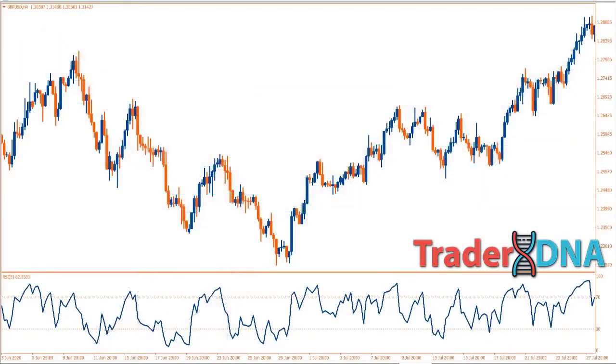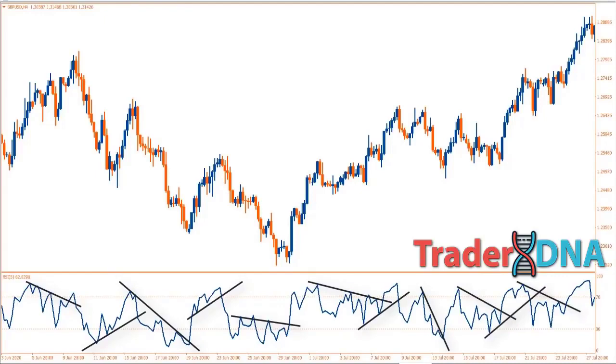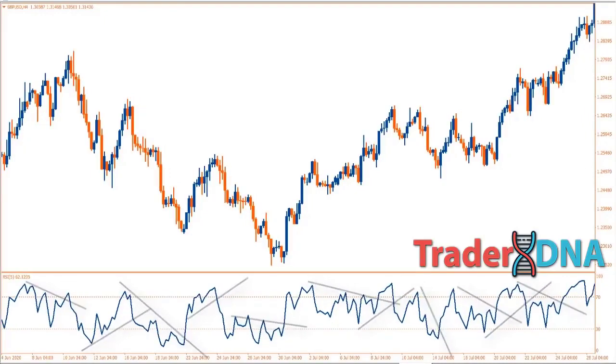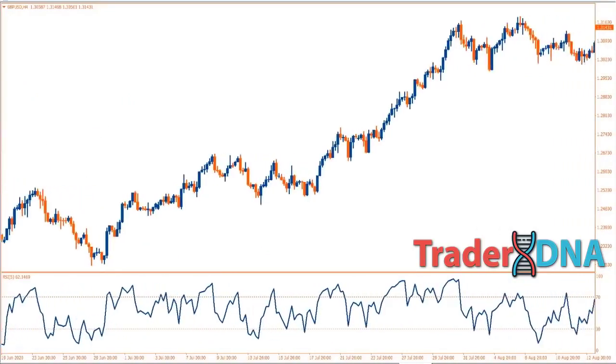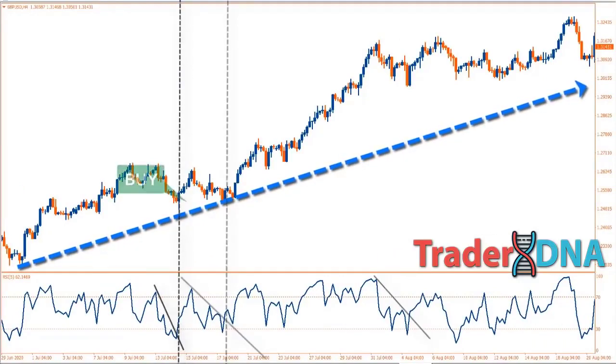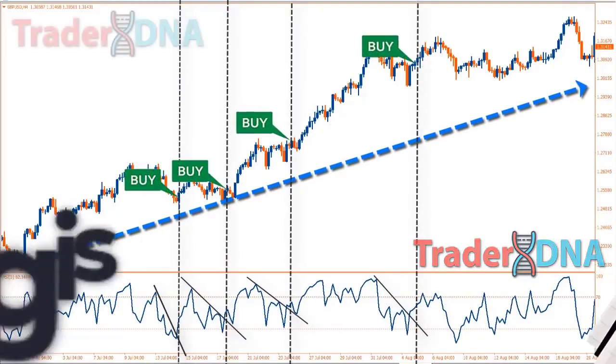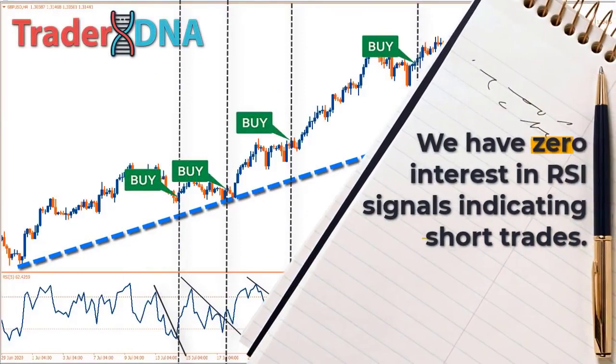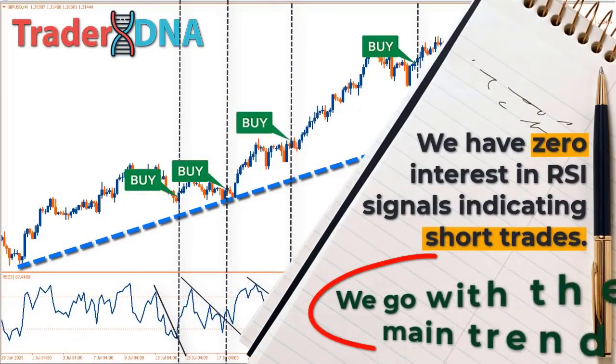Here is a common mistake. Many traders that implement the RSI trendline breakout approach use it as a reversal signal. They see an upward trend, they spot an RSI trendline breakout and go short. This could work, yes, but it's not the most consistent way of using it. We use the RSI trendline breakout approach in a more conservative way. When we spot the same uptrend, we search for RSI trendline breakout signals that offer buy opportunities. We have zero interest in RSI signals indicating short trades. We go with the main trend.